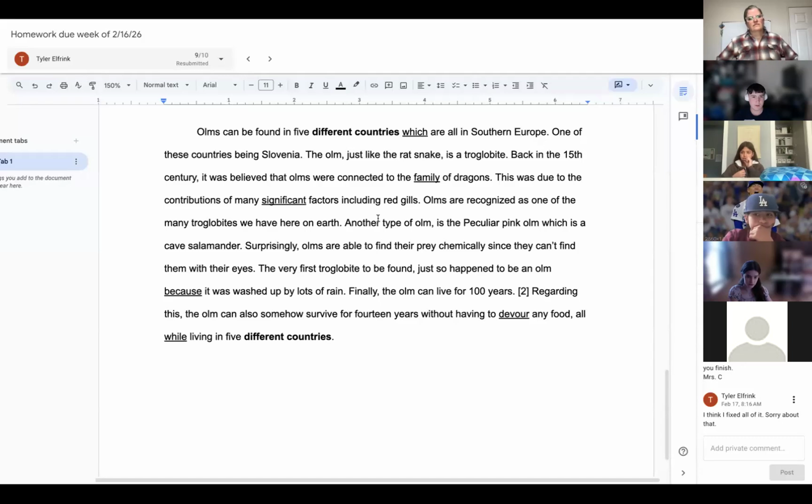Regarding this, the olm can also somehow survive for 14 years without having to devour any food, all while living in 5 different countries.